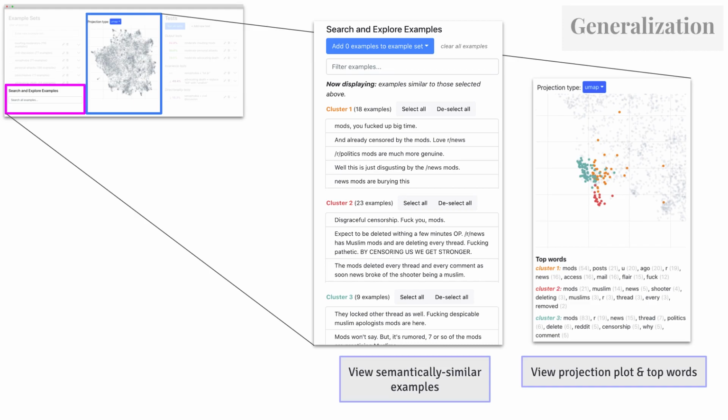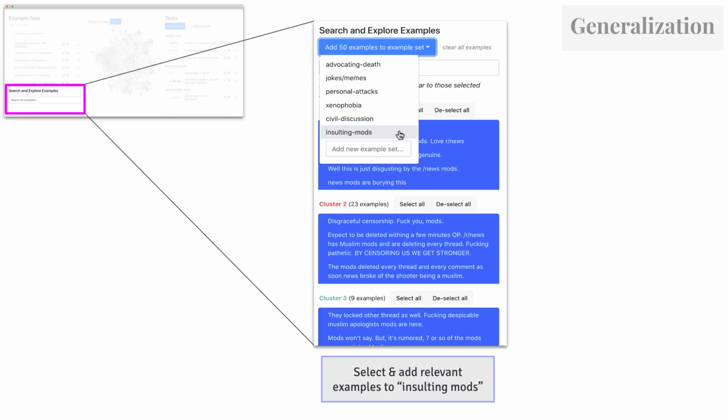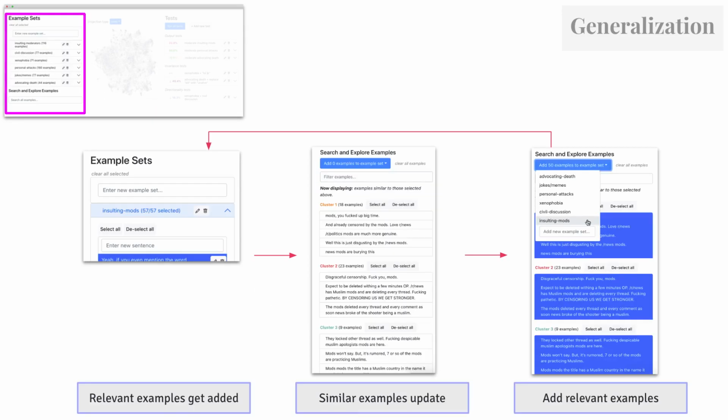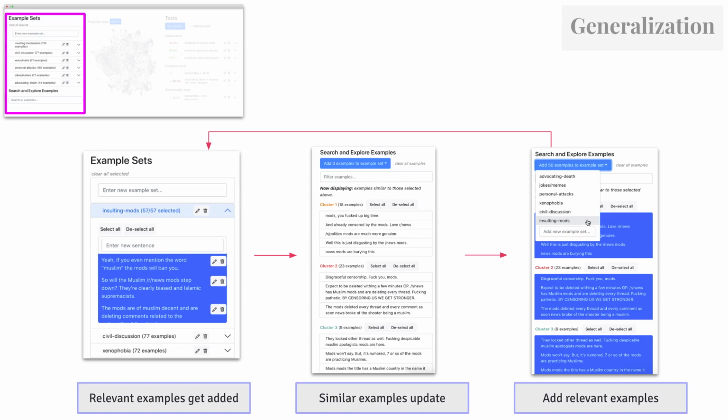Depending on our mental model of these types of examples, we might decide to only add certain examples or only certain clusters, but in this case, let's say we think these are all relevant to the concept. We can select all and add them to the insulting mods example set.